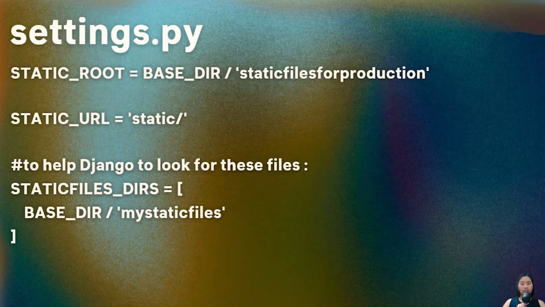Next up in settings.py, we have our static root, static files for production. And then we have this little thing over here, right? We need to specify where Django can go to look for these static files, because by default, it doesn't know where to go. So to help Django look for these files, STATICFILES_DIRS, BASE_DIR, my static files.